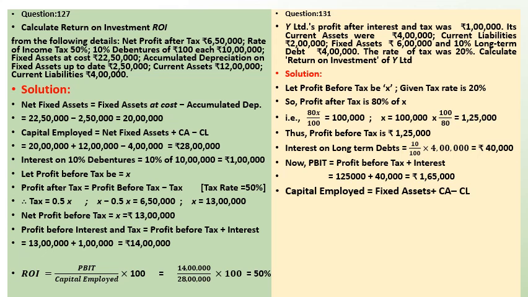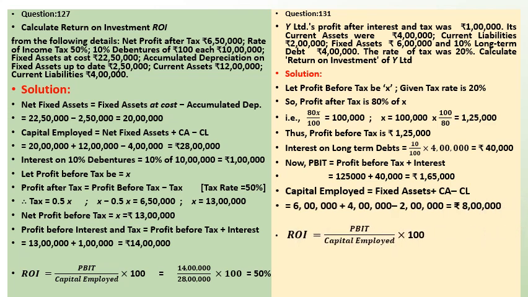Now capital employed is equal to fixed assets plus working capital, that is CA minus CL. Now by solving this one, we'll have 8 lakhs, and ROI, therefore, is PBIT by capital employed into 100, which is 1,65,000 by 8 lakhs into 100, 20.63% approximately, your return on investment.